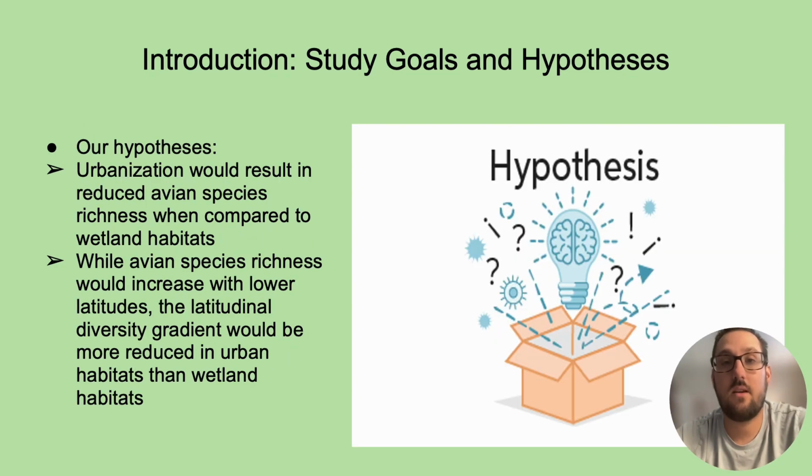We hypothesized that urbanization would result in reduced avian species richness when compared to wetland habitats. We also hypothesized that while avian species richness would increase with lower latitudes, the latitudinal diversity gradient would be weaker in urban habitats than in wetland habitats.